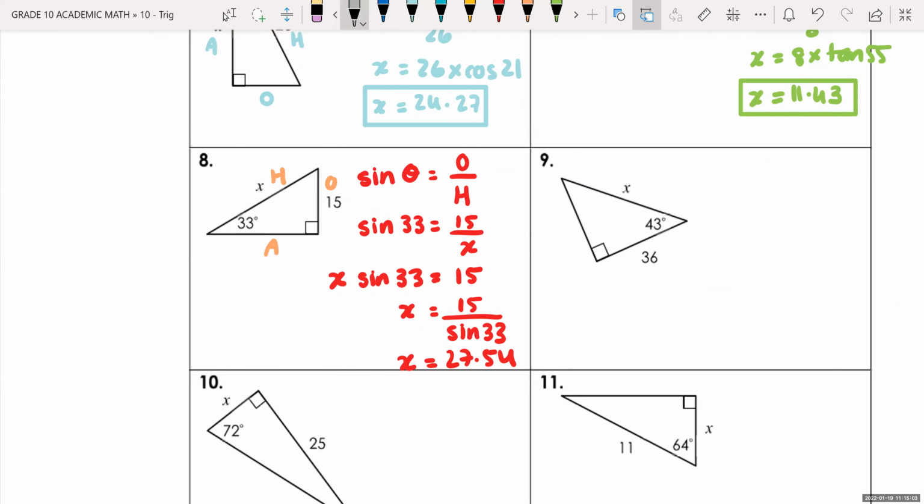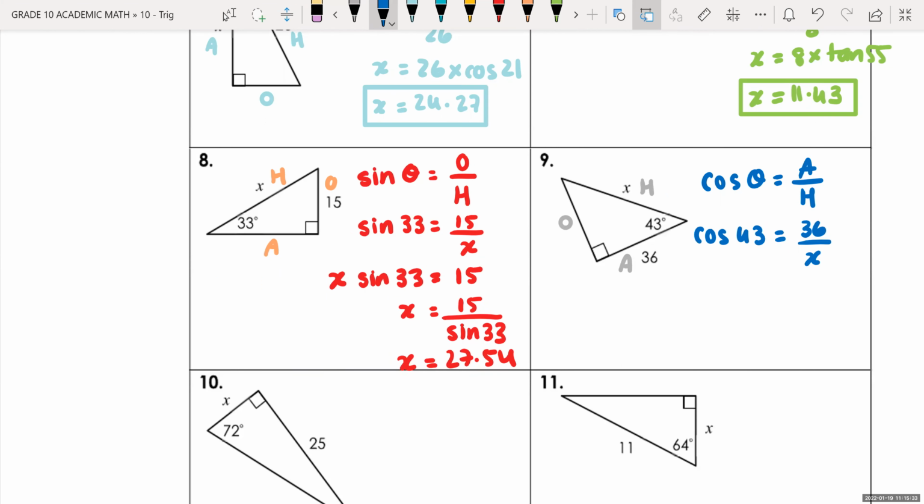All right, for the next one, again, we have the hypotenuse here, we have opposite here, we have the adjacent here, and we are going to, what are we going to use, you guys? We have adjacent, hypotenuse, but no opposite. Yeah, we have to use cosine, so it's going to be cos theta is equal to adjacent over hypotenuse. Theta is 43 degrees, so we're going to go cos 43 is equal to, adjacent is 36, and the hypotenuse is x.